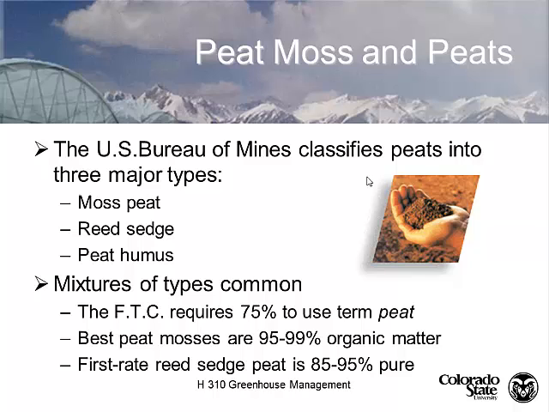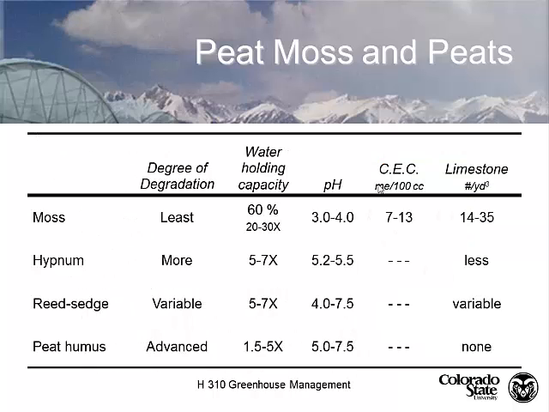When you're talking about the sphagnum peats, reed sedge peat typically is 85 to 95% pure organic matter. They're different, when I talk about the different mosses, sphagnum peat moss comes from the sphagnum plant material, or sphagnum moss. It's a sphagnum plant in a bog, has the least amount of degradation, and it holds about 20 to 30 times its weight in water, pH of 3 to 4, 7 to 13 milliequivalents. And if we're using straight peat moss, to get the pH up to 6.5, it's going to take about 14 to 35 pounds per cubic yard of limestone in our blending.